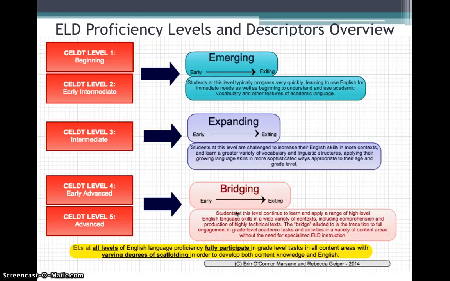To help you become familiar with these changes, we have created a graphic organizer using the technology Creately. Over the next few minutes, we will briefly explain the new ELD proficiency levels. We will start at the beginning.